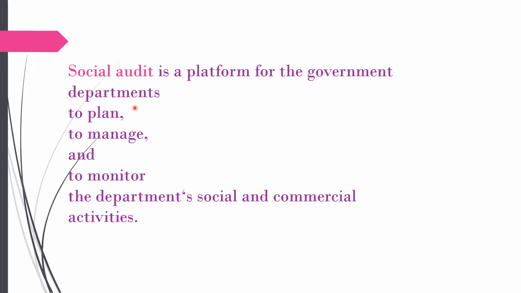It is a platform for the government departments as well. The government departments, they plan what they have to do on social grounds. They manage and they also monitor this department's social and commercial activities. Right now, the government departments are bound to do something on social grounds, which the social audit monitors. Whether something has really been done for the poor and the needy, or it is just shown on paper as a record. But what has actually happened is shown in the social audit.